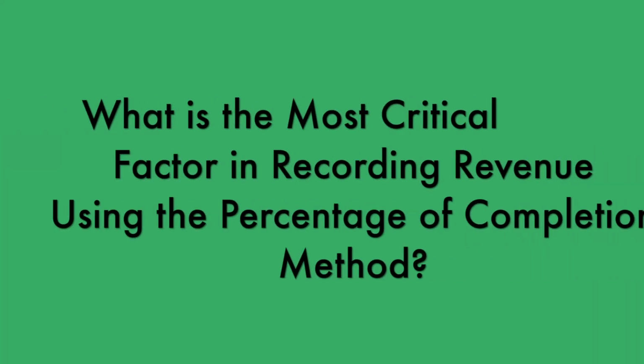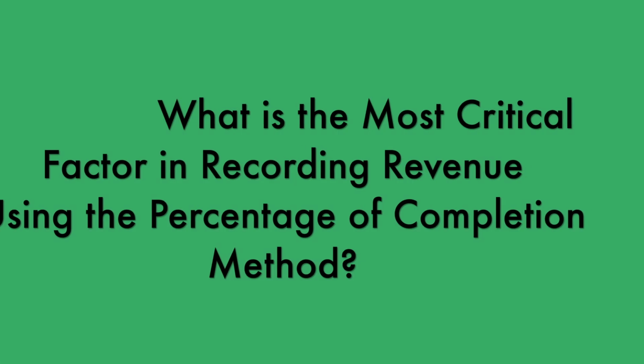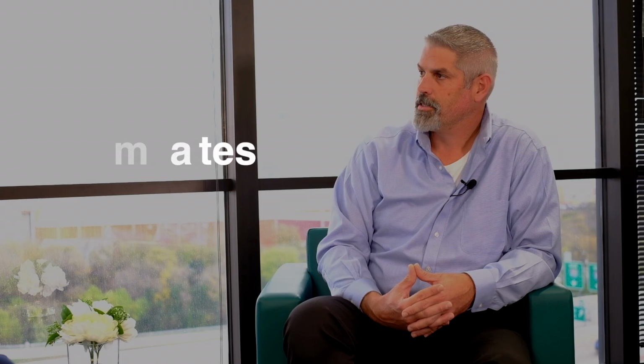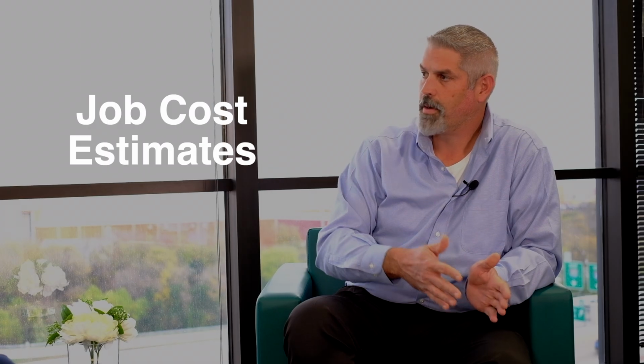So Tyson, what is the most critical factor in recording revenue using the percentage of completion method? Job cost estimates. Estimating the total cost of that job at the beginning of the project and then any revisions as you've gone along is the most critical part of revenue recognition using the percentage of completion method. If you don't have an accurate job cost, you're not going to recognize revenue correctly, and you're not going to know how much it's going to cost to finish the job.